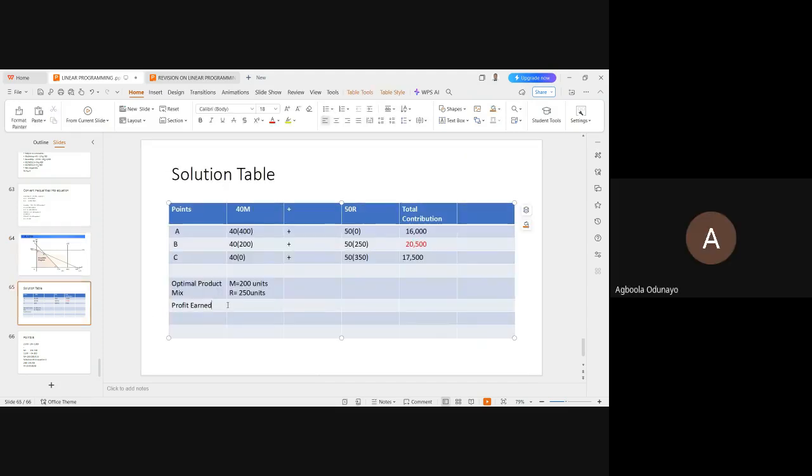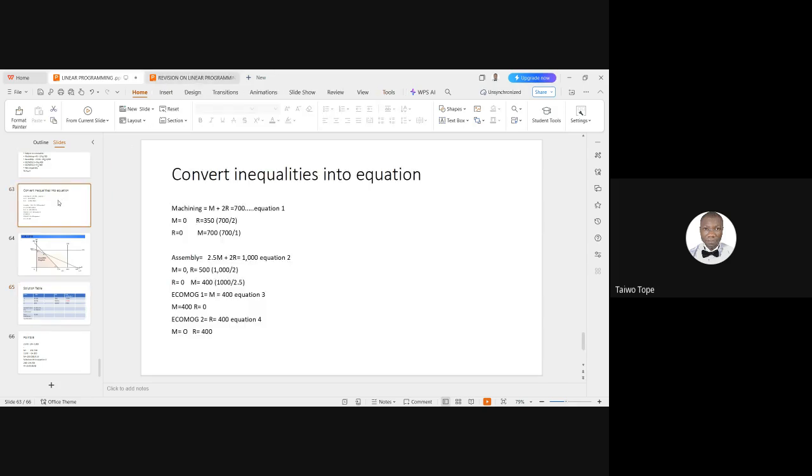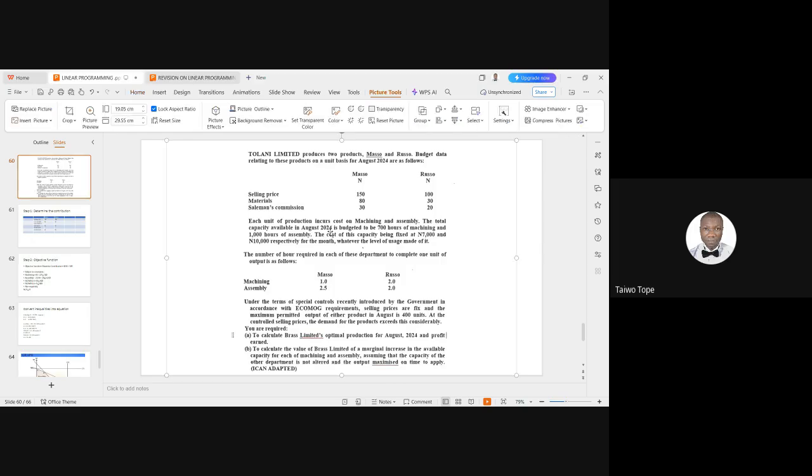Your total contribution will be what? Contribution minus fixed cost. The total contribution is 20,500. 20,500 less fixed cost. What is the fixed cost? 17,000 total.